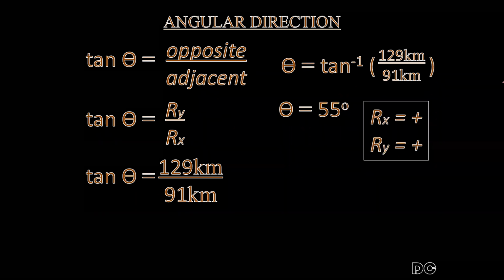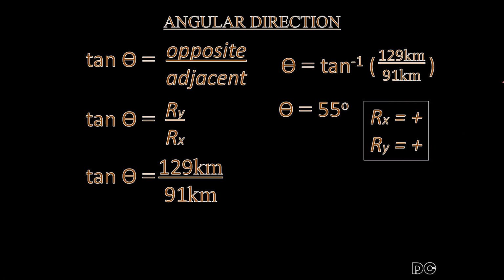Since our r sub x and r sub y are both positive, therefore they are in the first quadrant, because x and y in the first quadrant are both positive. So if they are in the first quadrant, starting from the x-axis, based on the x-axis, the x-axis in the first quadrant is the east.